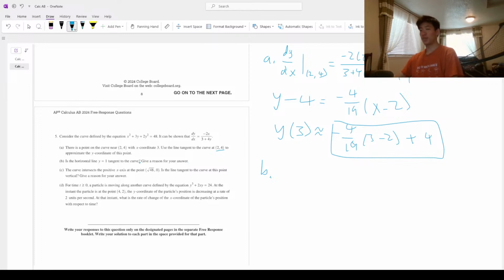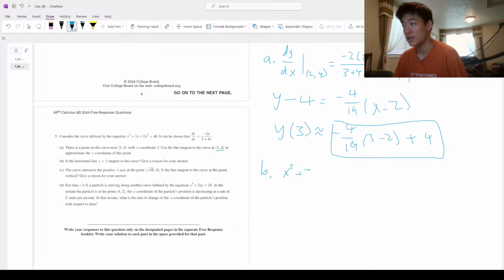What does it have to? Okay, so for something to be tangent, it has to intersect it, and it also has to have the same slope. So we have to solve for, okay, does the line intersect it? Does it intersect this curve? Let's just plug in y equals 1 and see what happens.